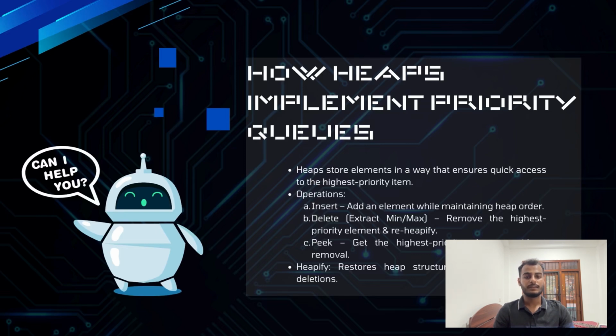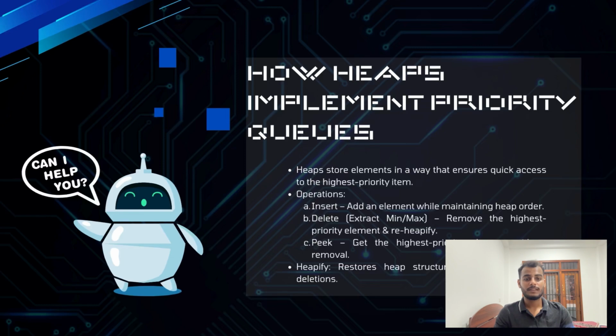Removing elements, the dequeue operation, always removes the root, and we replace it with the last element in the heap. Then we heapify the tree to restore the heap property. The operations insertion and deletion are efficient with heaps because they take O(log n) time.